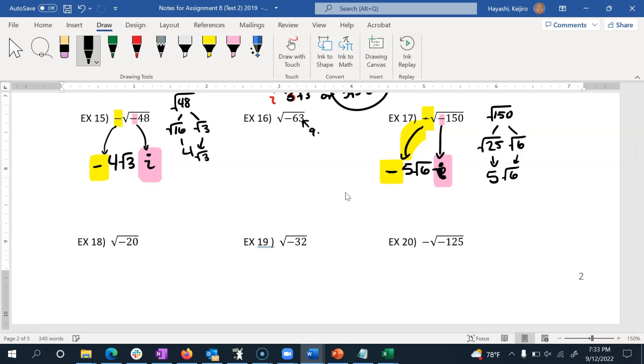If you want, the other ones are 9 times 7, 20 is 4 times 5. 32 is probably best as 16 times 2, and 125 is 25 times 5. If you get home and you want to fill in the blank spaces.